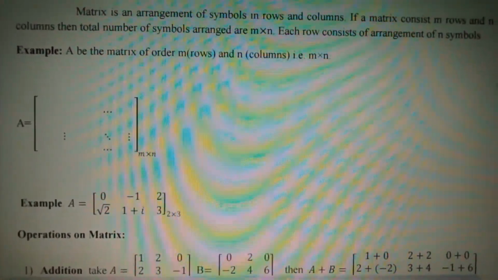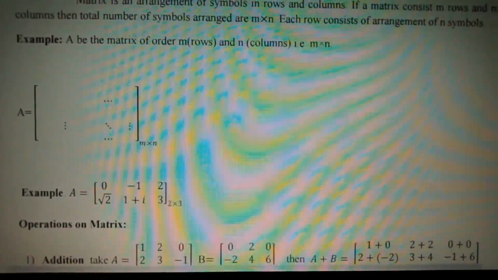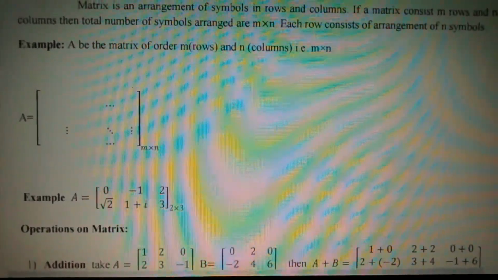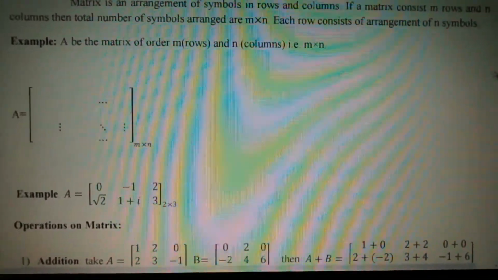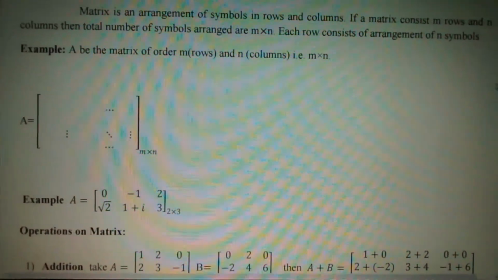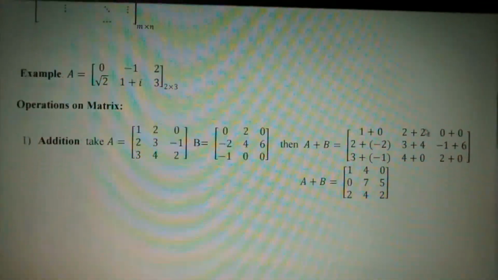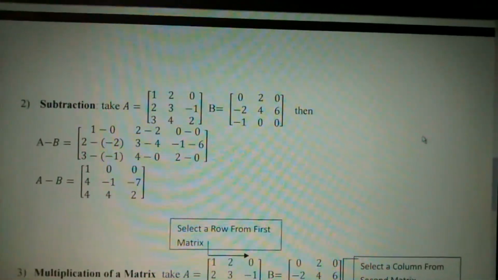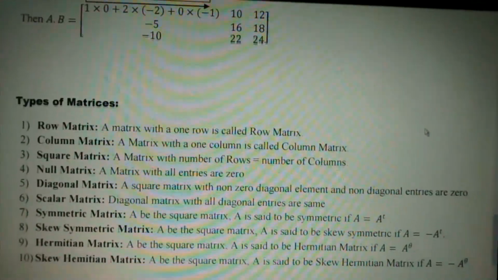The matrix A is given as a matrix of order 2 by 3, that is, 2 rows and 3 columns, that consists of a total of 6 elements. This is the definition that you studied in earlier school. Now we just go through the operations that can be performed on a matrix, that is, matrix addition. Next is subtraction of matrices, and multiplication of matrices.